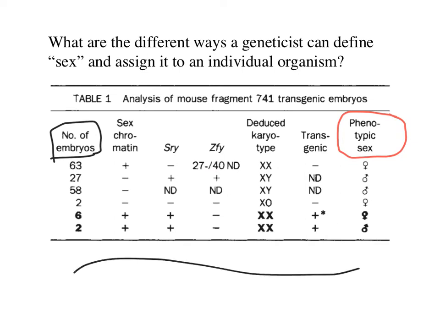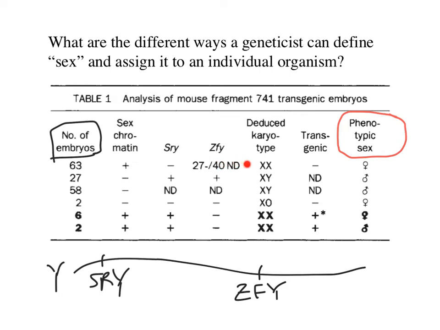This is really critical. On the Y chromosome, there are multiple genes, not just SRY. SRY is one of the genes. There's another gene called ZFY. Guess what Y means? It's on the Y chromosome. Guess what ZF means? Doesn't matter. It's another gene on the Y chromosome. So the 63 mice that didn't have SRY and either didn't have ZFY, that's the minus, or ND is not determined, they didn't bother looking. So no SRY, no ZFY, deduced karyotype.